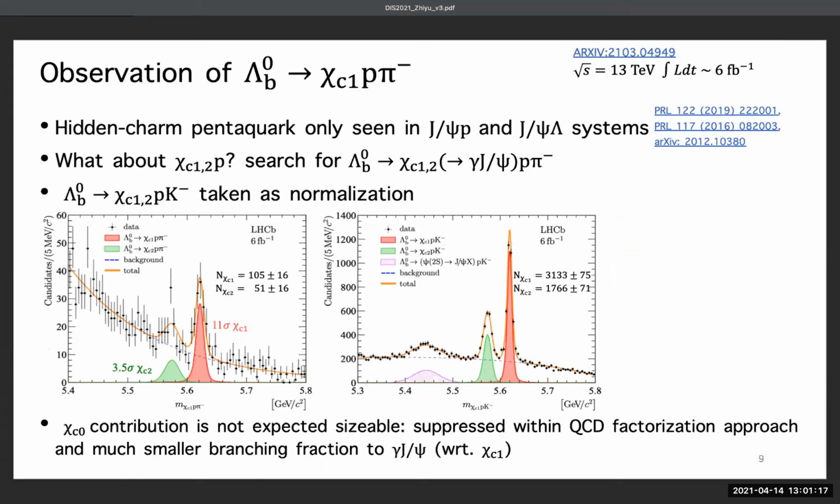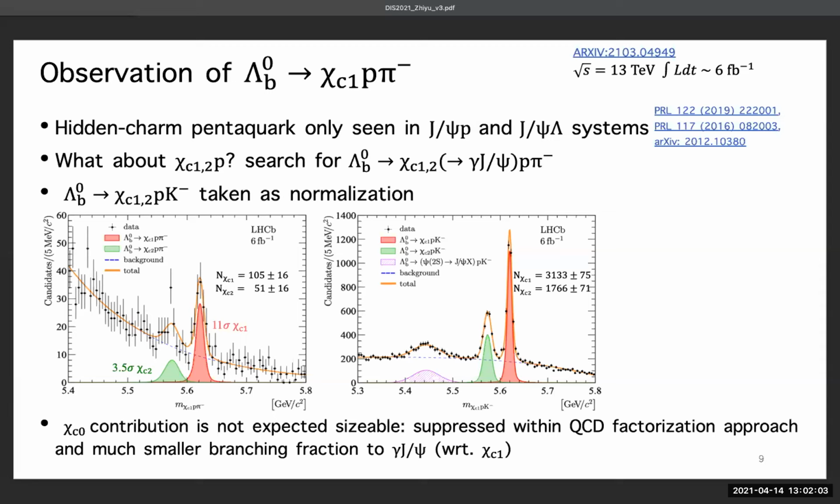For lambda b decay, we see a hidden charm pentaquark in the Xi c lambda system. So what about the Xi c p mode? We search for lambda b decays to Xi c1 or Xi c2 p pi mode with the recent data sets. And finally, we found the Xi c1 p pi mode with a statistical significance of 11 sigma, as shown in the left plot. The normalization channel lambda b to Xi c p chi is shown in the right plot.